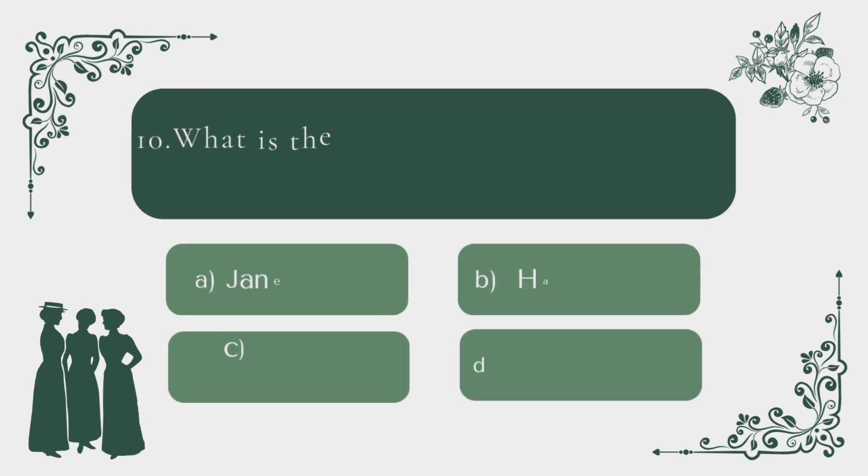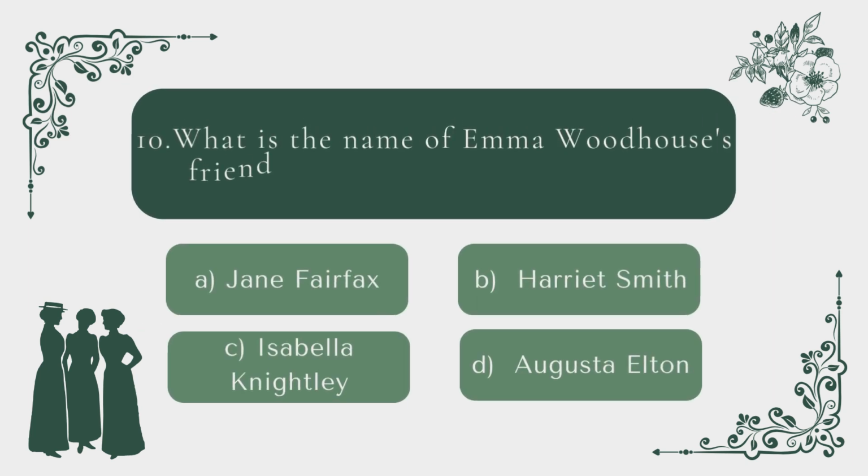Question 10. What is the name of Emma Woodhouse's friend who she tries to matchmake? A. Jane Fairfax. B. Harriet Smith. C. Isabella Knightley. D. Augusta Elton.